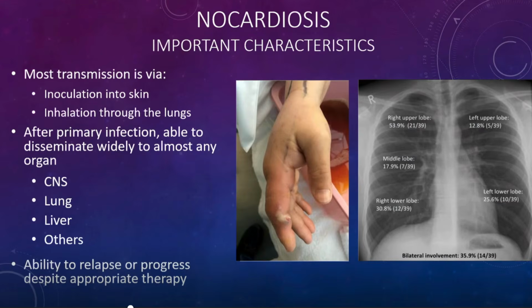There are two major routes of transmission. Number one is through inoculation into skin, and number two is inhalation through the lungs. And inhalation through the lungs is the most common route of acquisition. Nocardia, I think, is notable in the fact that after you get the primary infection, it really can disseminate widely to almost any organ, particularly the CNS. And depending on your status of immunocompromise, it can relapse or progress even despite appropriate therapy.